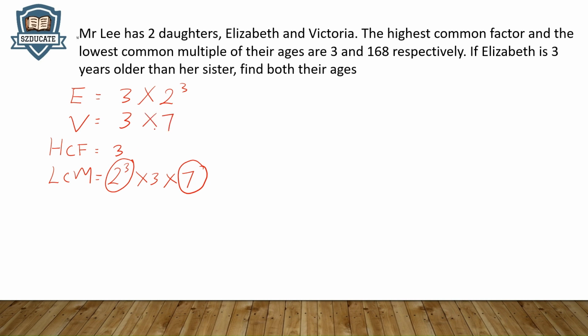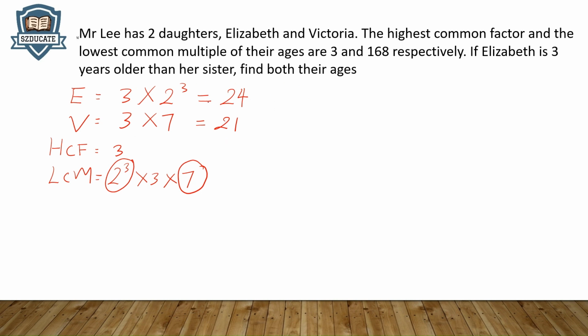And in this case, Elizabeth is the elder sister. 2 cubed is 8, right? So it's a bigger number. I'm going to give that to Elizabeth, and I'm going to give the smaller number, which is 7, to Victoria. So let's calculate their ages if we do it this way. 8 times 3 gives you 24, and 7 times 3 gives you 21. Does it satisfy? Yes, Elizabeth is 3 years older than her sister.